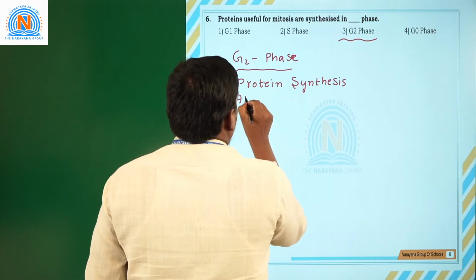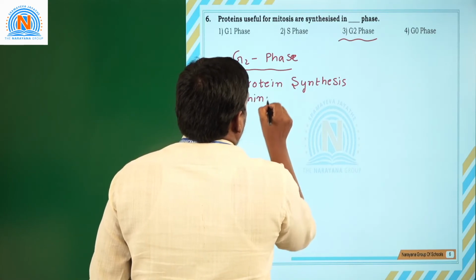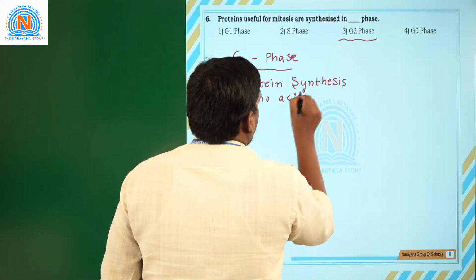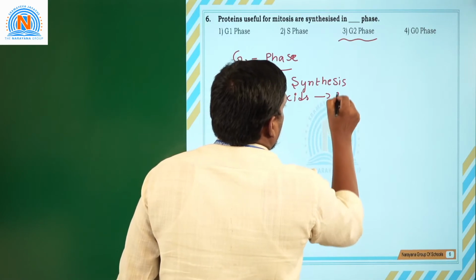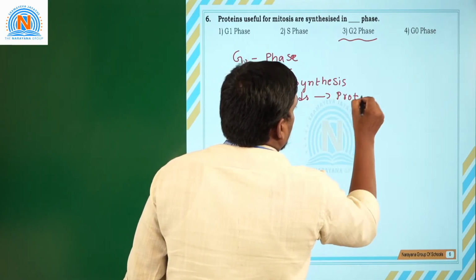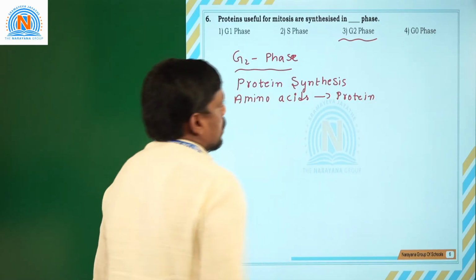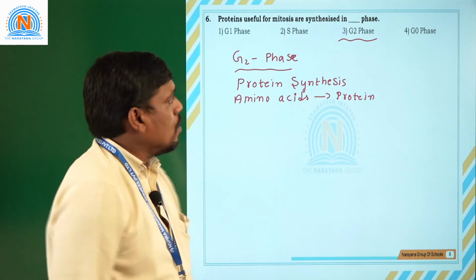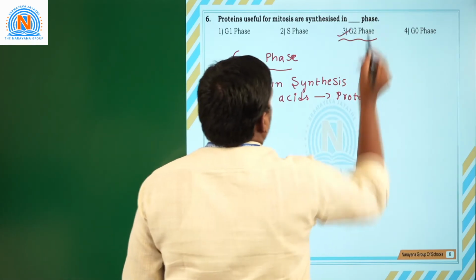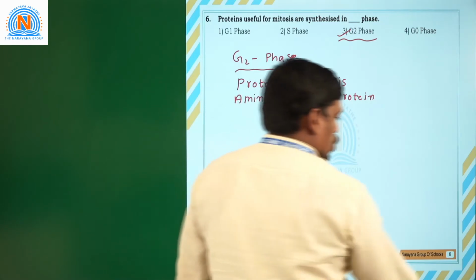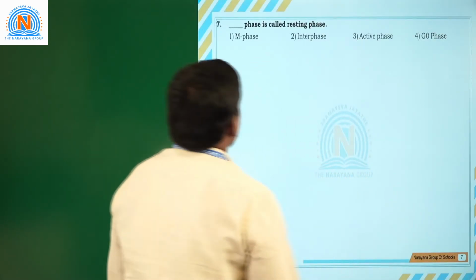Amino acids are packed into proteins and a complete protein molecule formation takes place at gap 2 phase. So, what is your answer? Gap 2 phase is the correct answer. Next question, students. Let us see the next question.